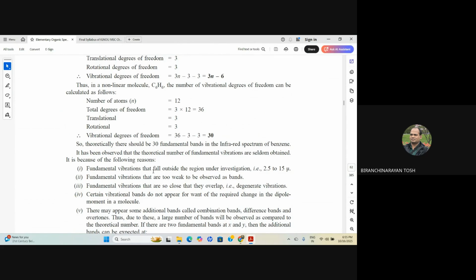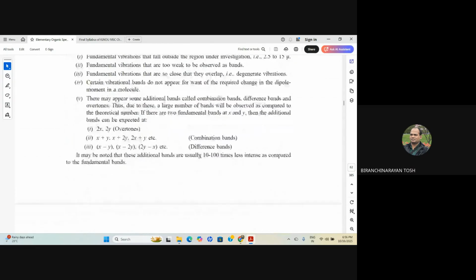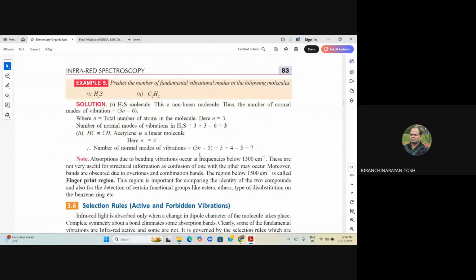Fundamental vibrations may fall outside the region under investigation, that is, they may be in the far infrared region or near infrared region. But we are considering only the infrared region. Okay, and some fundamental vibrations are also too weak to be observed as bands, and some are so close that they can overlap. As in some figures we have seen, the bands may overlap with each other.